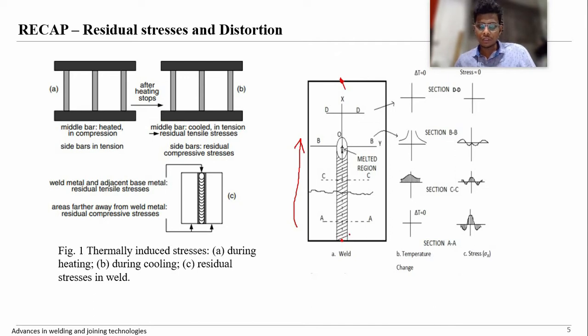Suppose I consider section AA, it is already welded, and suppose section CC is also already welded, but it is near to the arc. This O represents the center of the arc, meaning the position where the welding arc is present. If I consider section BB, currently the welding arc is exactly at this point. If I consider section DD, the welding arc is yet to travel there, and the welding needs to be performed. So section DD is not affected.